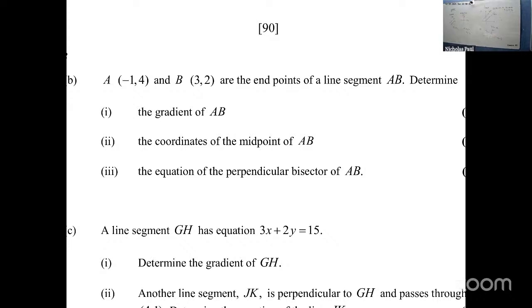Right, so they wanted to get the gradient, then they wanted to get the coordinates at the midpoint, and then the perpendicular bisector. I'm not sure if you've ever heard that word before. If I give you a line, perpendicular bisector means it's going through the midpoint at 90 degrees. So if you're not getting part 3, I'll help you, but you should get parts 1 and 2. Give me a few minutes.